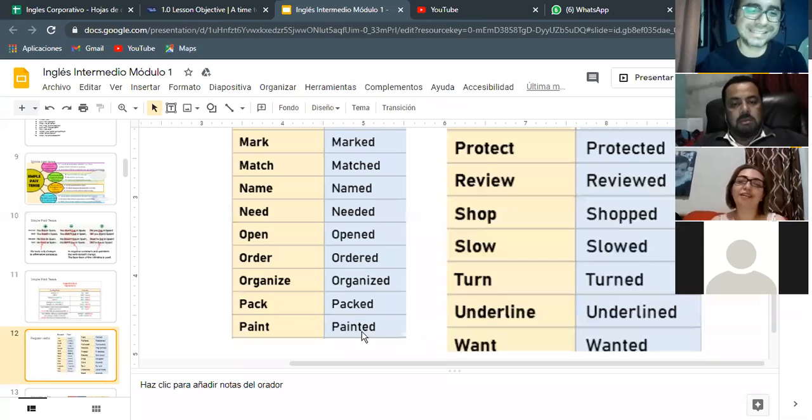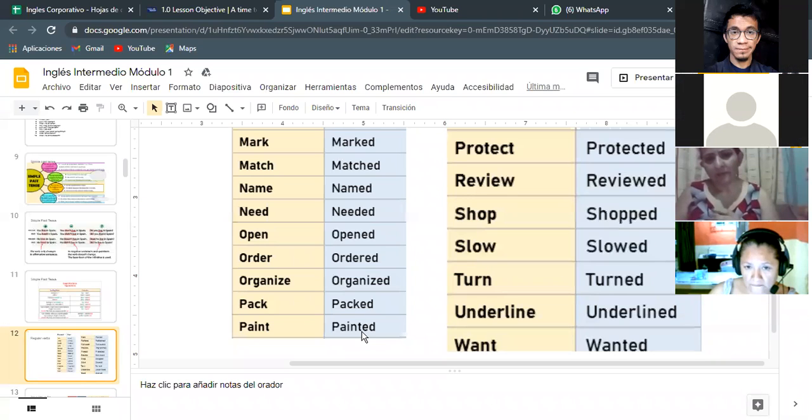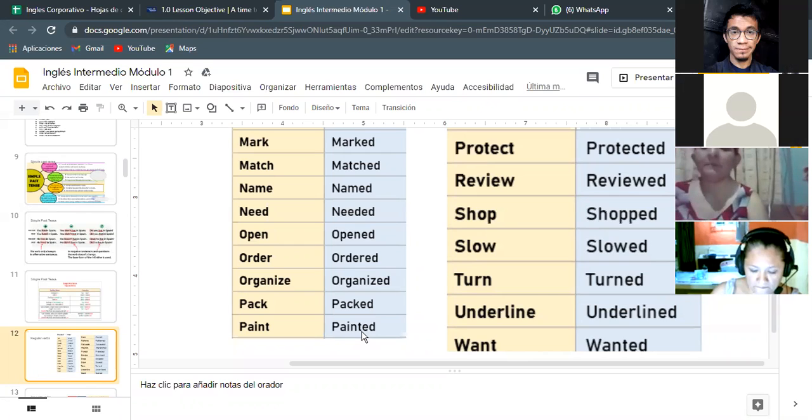Protect, that is very easy. You know what is that. Elvis, could you please tell me an example with protected? I protected the forest. Very good, nice, I liked it.